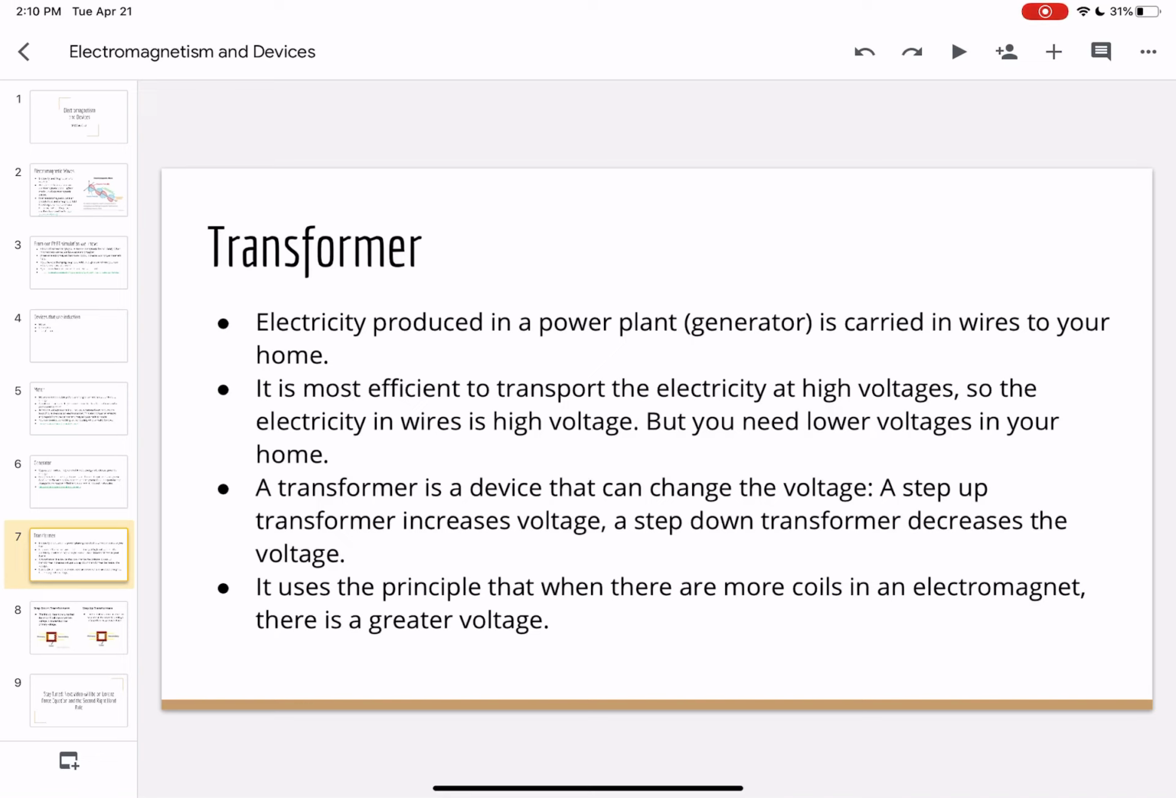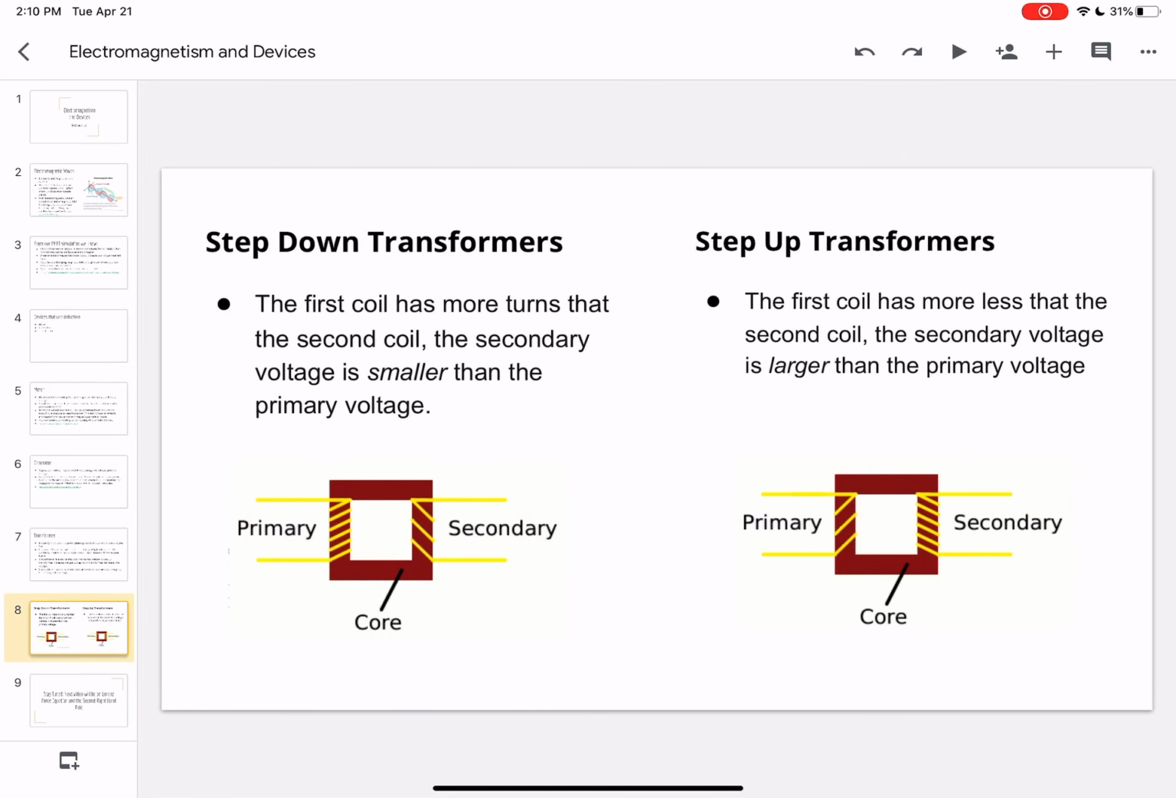A transformer is a device that we use for this purpose. It can change the voltage. So a step-up transformer increases the voltage, and a step-down transformer decreases the voltage. So how this works is it uses the principle of when there's more turns, more coils in an electromagnet, there is a greater voltage. So let's look at a picture of this.